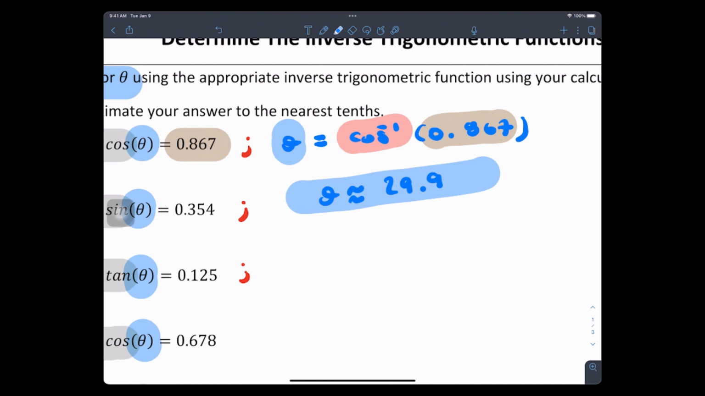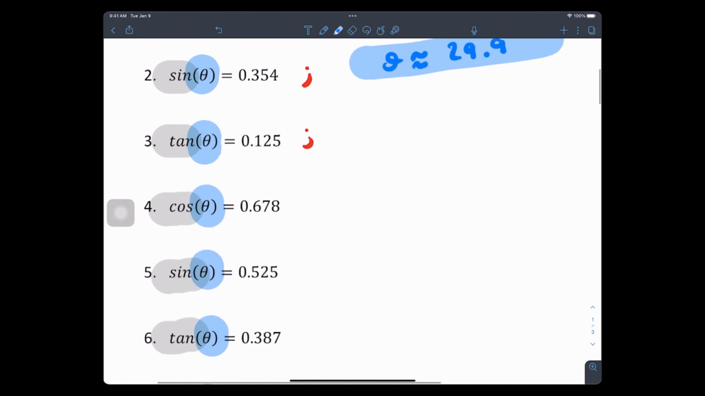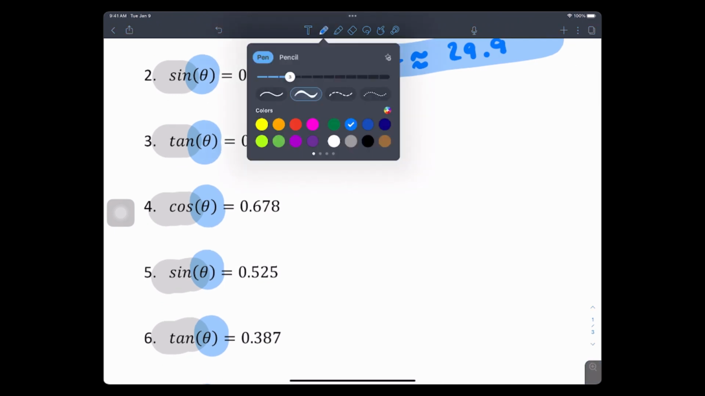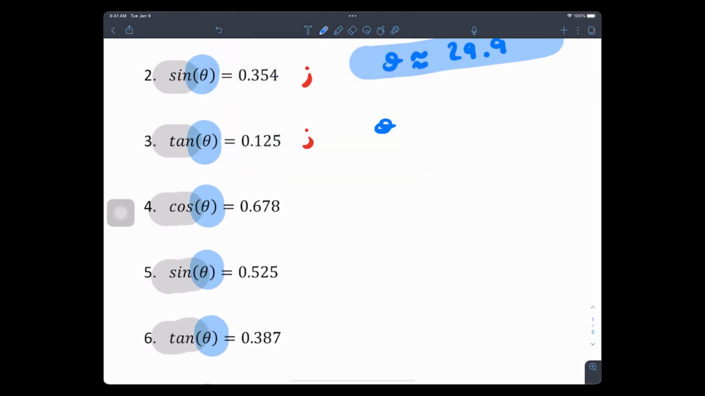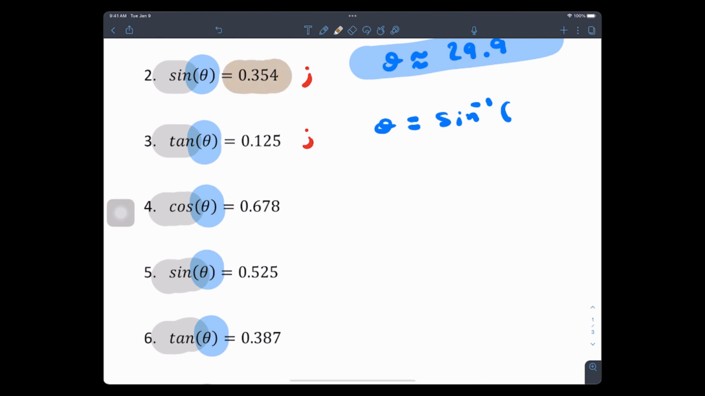So what about the next one? Let's see, what do we got here? All right. So for number 2, what do we write down for number 2? Theta will be inverse sine of, what's the decimal? 0.354.